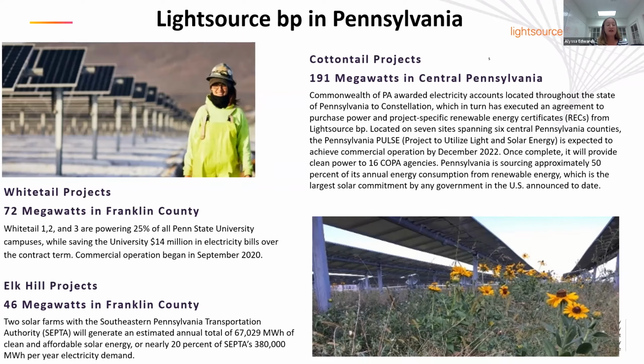We also have another bucket of projects that we call the Elk Hills. They're 46 megawatts, also located in Franklin County. And anybody who lives in Philadelphia or is familiar with Philadelphia knows about SEPTA. SEPTA is our offtake. These projects will provide about 20% of SEPTA's $380,000 megawatt hour per year electricity demand.